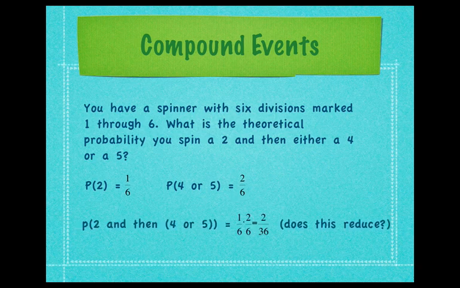Compound events need to be multiplied. So the probability of getting a 2 and then a 4 or a 5, because these are independent events, is 1/6. That was the probability of getting the 2, times 2/6, that was the probability of getting the 4 or the 5. So we have 1/6 times 2/6 to give us 2 over 36. Can we reduce? Yeah, I think we can in this case.